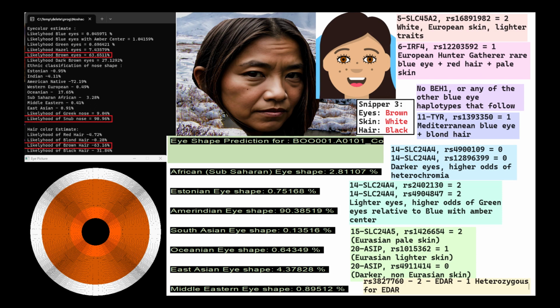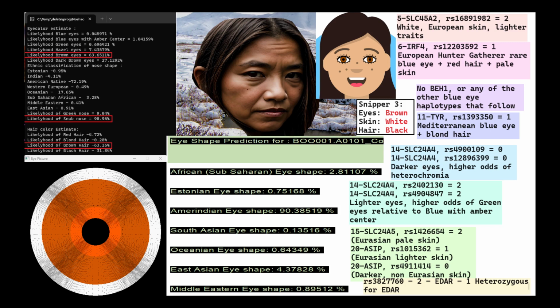For eye shape, my eye shape predictor predicts her to have Amerindian or Native American eye shape, and let's talk more about her genotypes for coloring. She does have one of the derived variants in IRF4 that has to do with blue eyes, red hair, and pale skin. It's a pretty rare mutation for Europeans today, but it's super common in European hunter-gatherers. She does have one of the variants in TYR, a variation that has to do with blue eyes and blonde hair, and this is kind of interesting because it's actually most common in Mediterraneans. I wasn't expecting to find this variation in this individual.